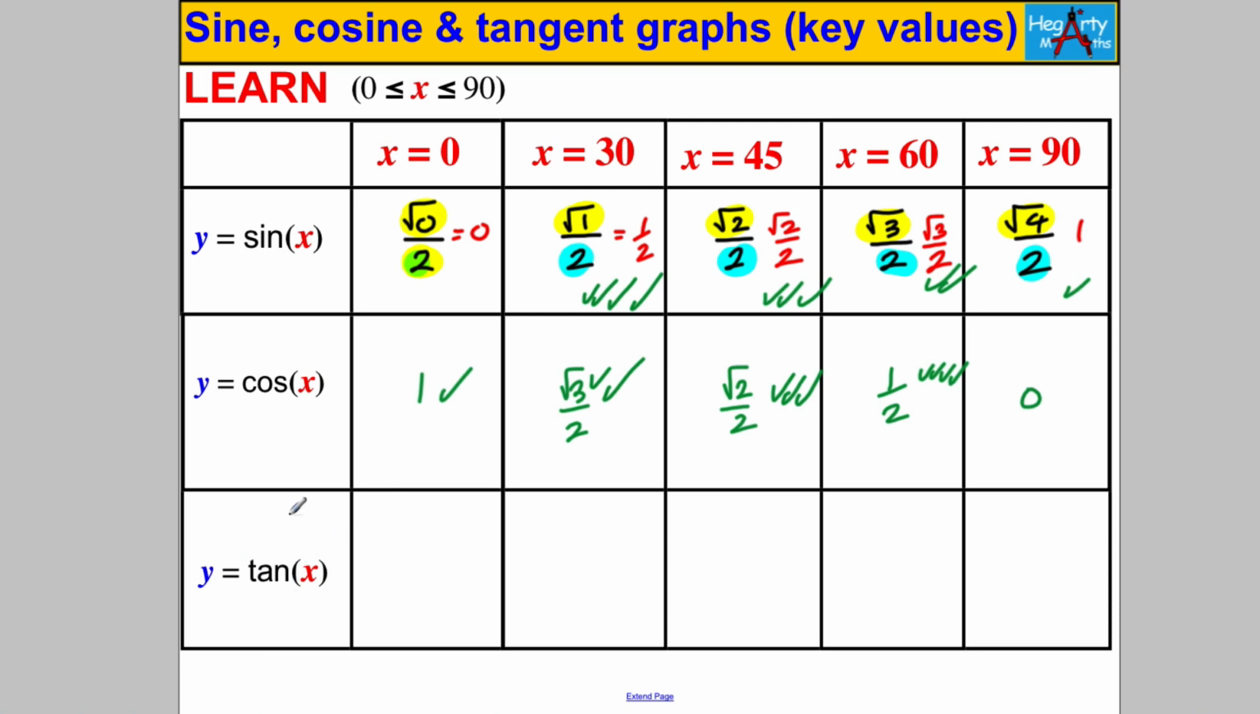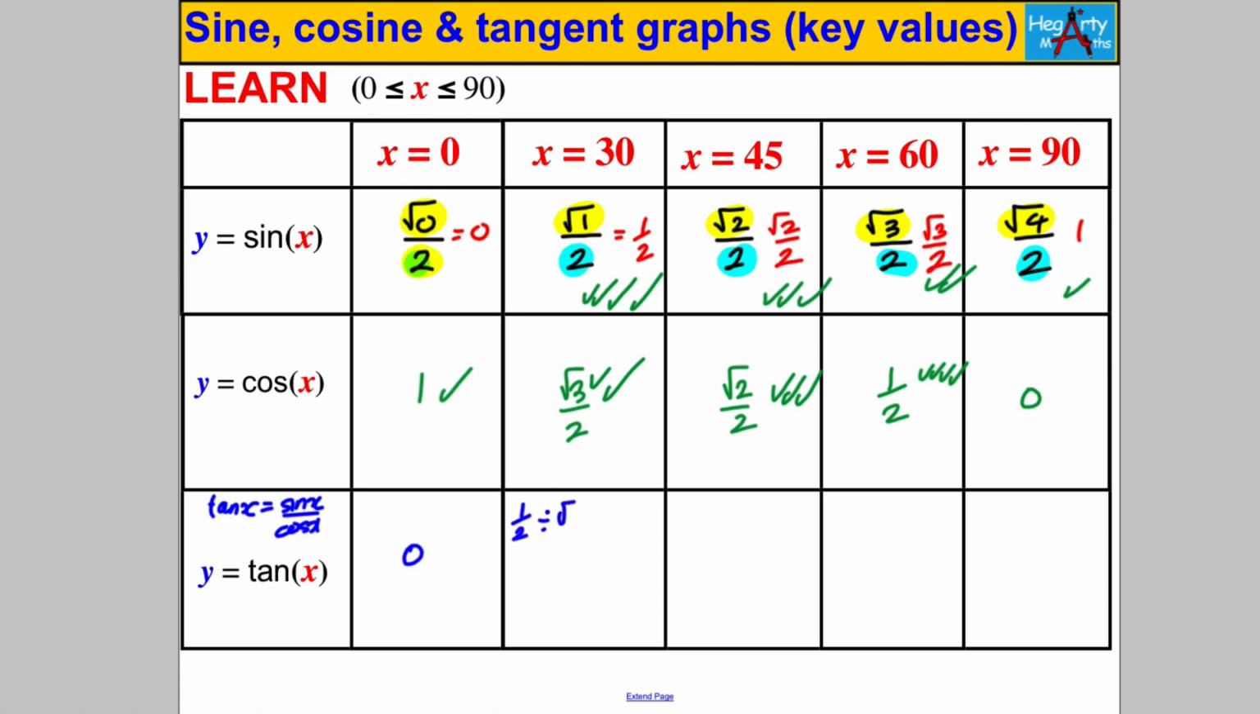It is true, and we will find this out later, that the tan function, tan x, is always sine x divided by cos x. It's the value of sine x divided by the value of cos x. So let's just think, what is 0 divided by 1? It's 0. What is a half divided by root 3 over 2? Well, we may have to write that down.